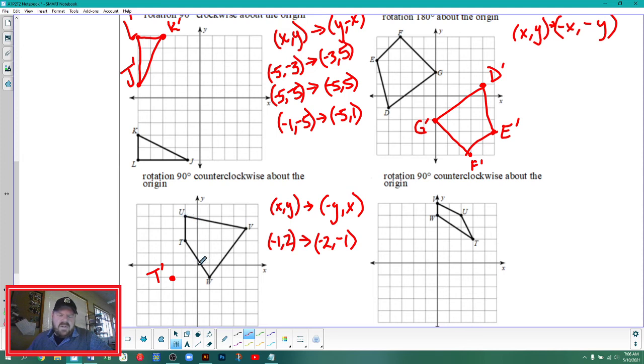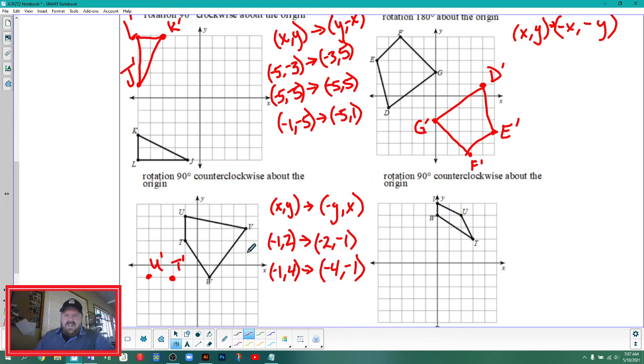U is at negative 1, positive 4. Kind of like picking on ones that are similar. These 2 points are a lot alike. It's going to turn into negative 4, negative 1. All right, that's not going to work out too good for me right there. T prime, negative 4, negative 1. That's U prime right there.